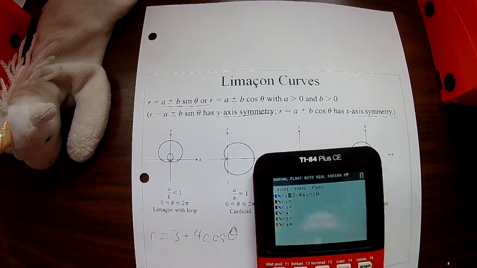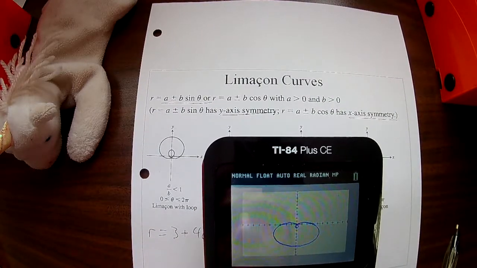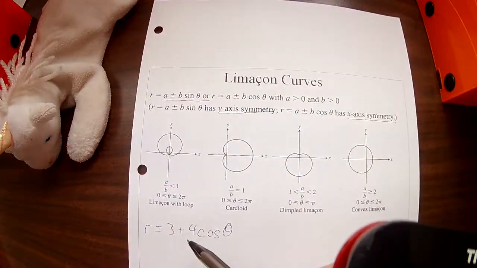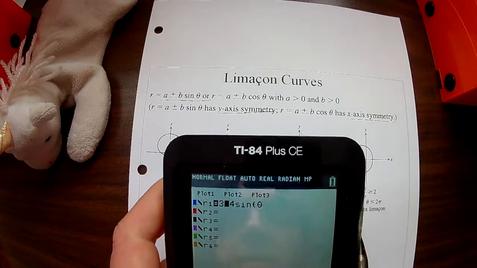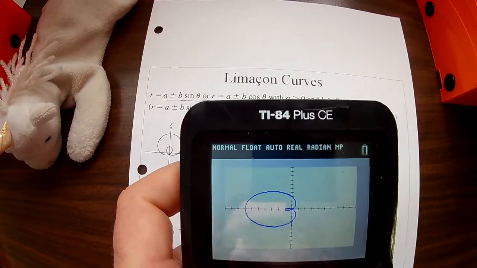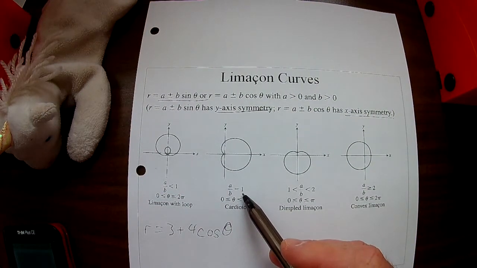If I wanted to change that from a plus to a minus, same thing as with the circles. It just flips it over the x-axis, or the y-axis if it was the cosine. So just to be clear, that cosine one. Yeah, there you go. Cardioid, that means the ratio of a to b is equal to 1.